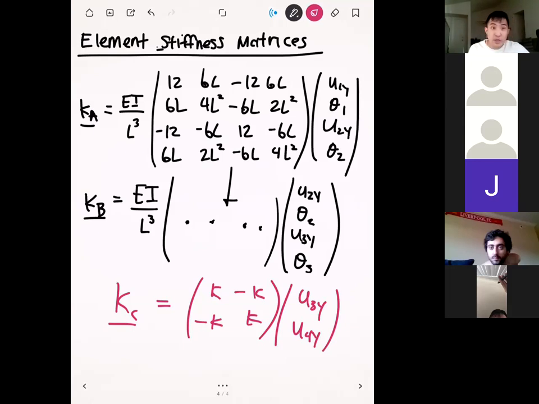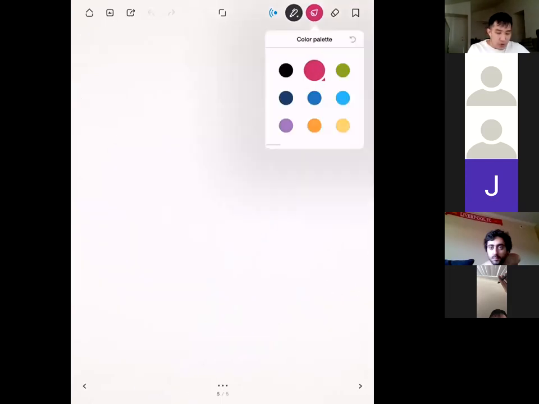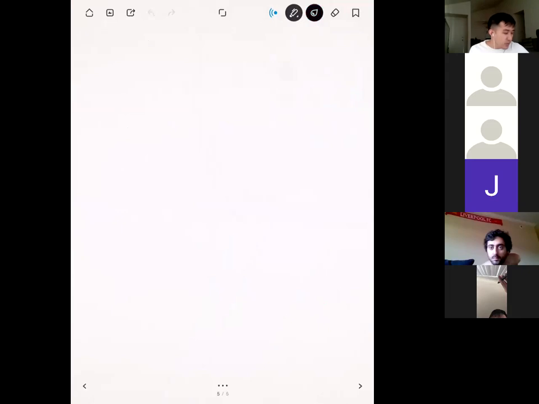Any questions on this? At this point, you can probably go in and plug in numbers just so you'll have the numbers there, or you can wait until the end. That's good too. And so at this point, now that we have the element stiffness matrices, we can assemble them into the global matrix.